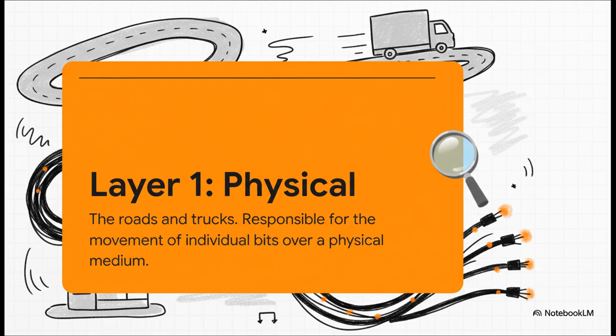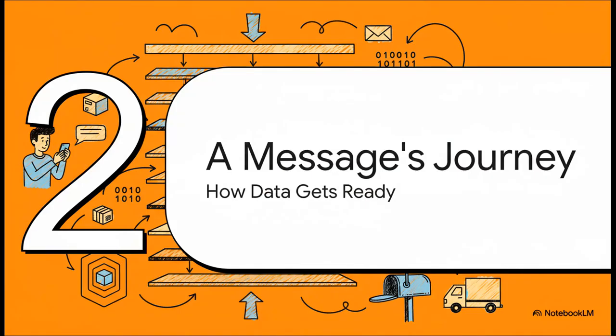These are the actual roads and trucks of the internet. The fiber optic cables buried underground, the copper wires, the radio waves beaming from your Wi-Fi. This layer is what turns all that digital data into physical signals, flashes of light, electrical pulses, or radio waves, and sends those bits on their way. So, okay, we have these 7 layers, but how do they all play together?